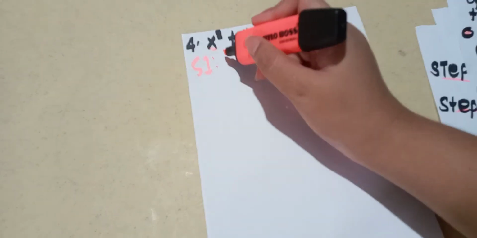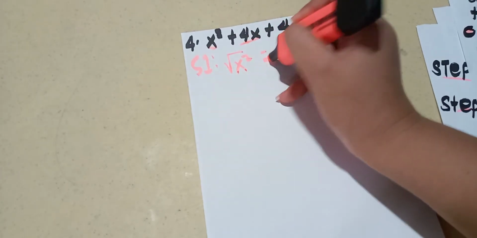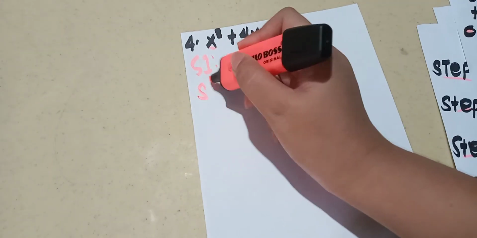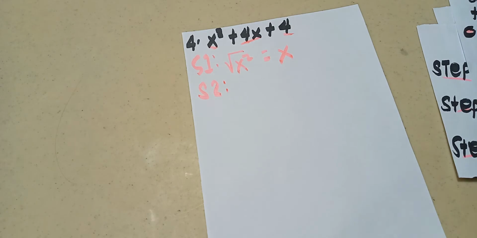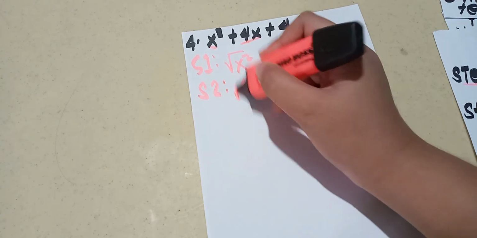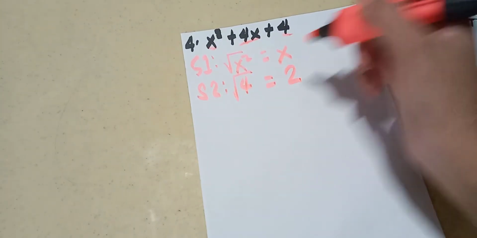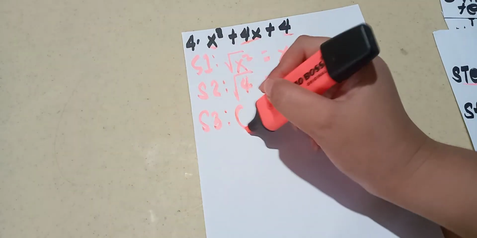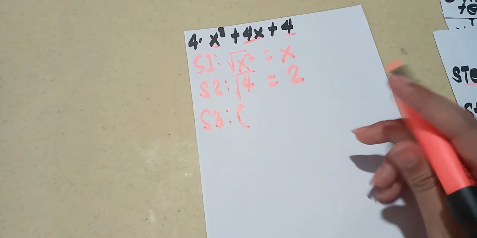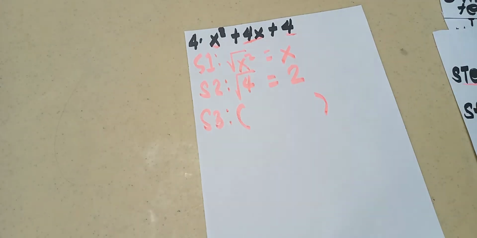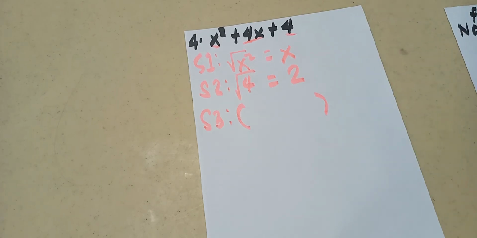First, square root the first term. The square root of x squared is x. Next step is square root the last term. The last term right here is 4. The square root of 4 is 2. The next step is create a binomial. When we say binomial, it has two terms, and we put it inside the parenthesis, using the answers from step 1 and step 2.